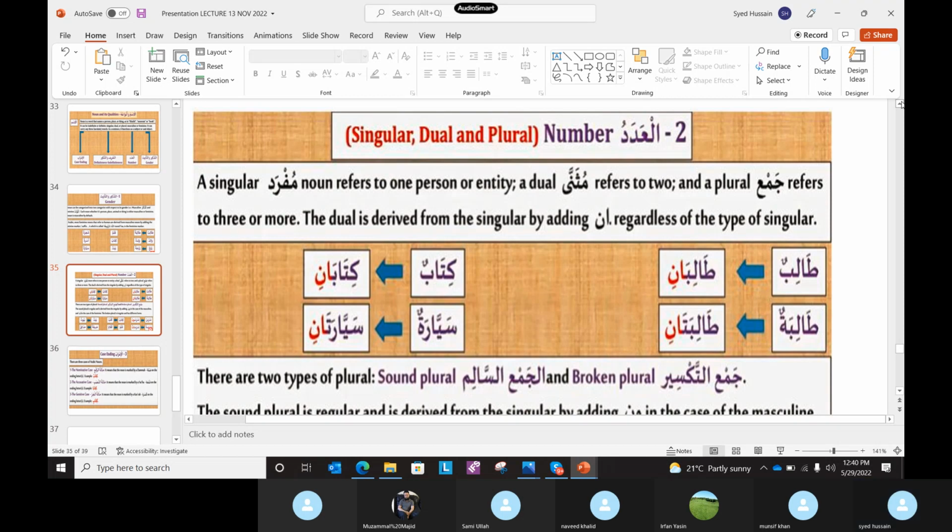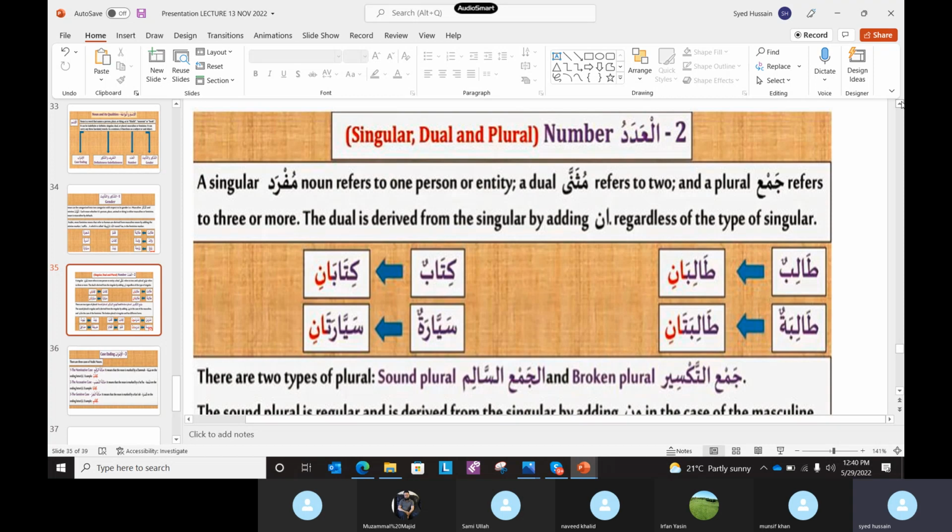Very simple. If you would like to express a quantity of two, it is very easy. What you have to do is just add alif noon at the end. For example, talibun. Talibun, ya talib, it means single.